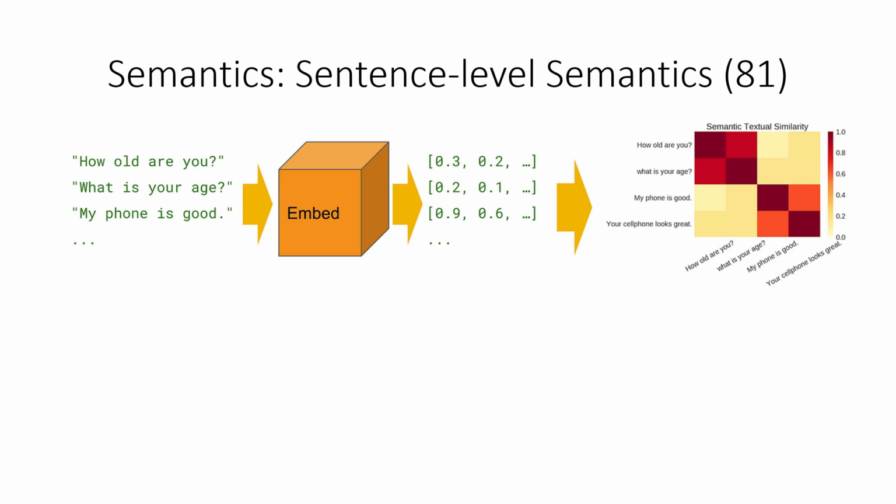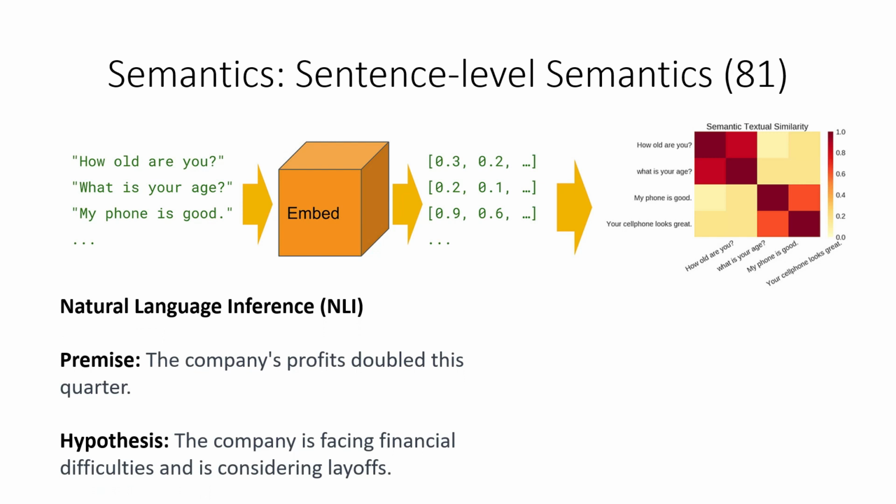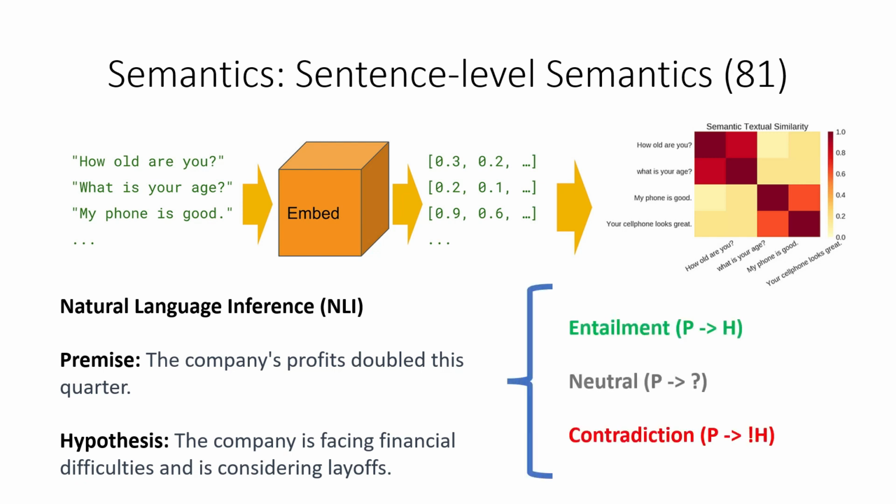Another important problem in this topic is natural language inference, or NLI. NLI tries to understand the relationship between pairs of sentences, the first sentence being a premise and the second sentence is the hypothesis. And the model tries to classify what is the relationship between the premise and the hypothesis. Does the premise entail the hypothesis? Is it neutral, or do they contradict each other? In this example, if you read the sentences, you will find that this is an example of a contradiction.